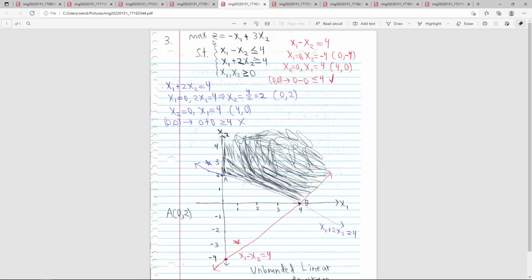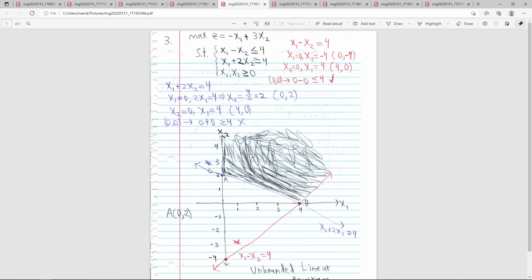So 3, we have max z equals negative x1 plus 3x2, and the constraints such as this. x1 minus x2 equals 4, we get (0, -4) and (4, 0). It checks out with the point (0, 0). Again, x1 plus 2x2 equals 4. You get (0, 2) and (4, 0), and the (0, 0) point does not check out.